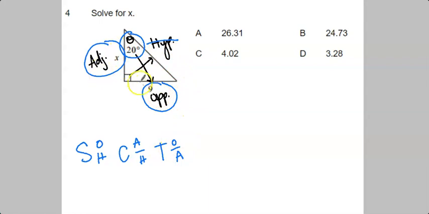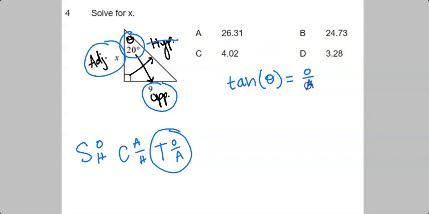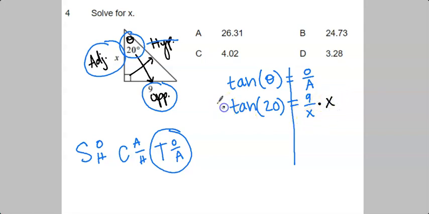All right, so which of our trig ratios is A and O? Tangent. So we know that we need tangent of theta is equal to O over A. Tangent, this time we know what theta is. Theta is 20, and that's equal to 9 over x. All right, we need to solve for x, but I can't solve for x if it's in the denominator. So remember, we want to get rid of this fraction. So to get rid of the fraction, we're going to multiply by the denominator. So we're going to multiply by x and multiply by x.